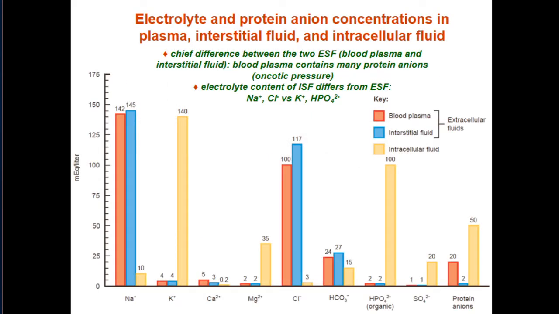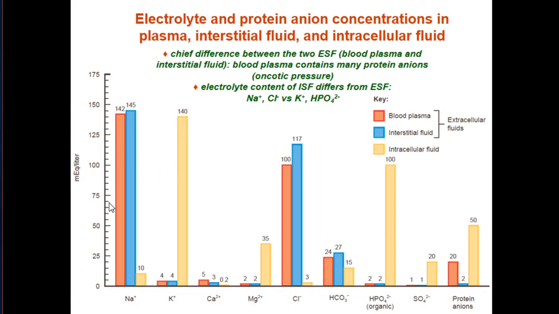So here you have a summary on main differences in electrolytes concentration in extracellular fluid like blood plasma and interstitial fluid, and in intracellular fluid. As you can see, in red that's the blood plasma, and here you have interstitial fluid in blue. Yellow is the intracellular one.